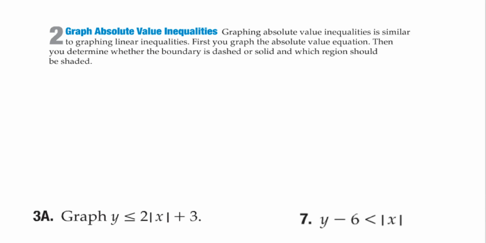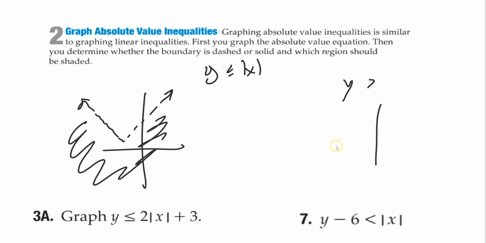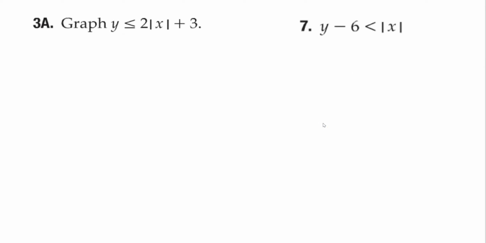Graphing absolute value inequalities, nothing changes, same idea. If it's in proper notation, less than is shade below, and greater than is shade above. If you're not sure, you can always do a test point. Nothing else changes. So let's do a couple of examples of practice.